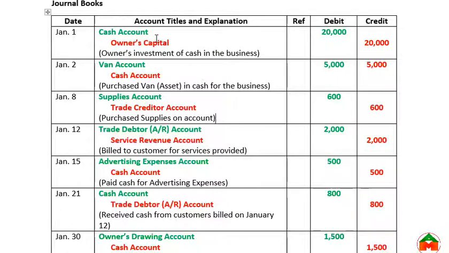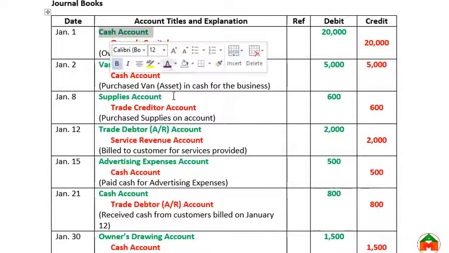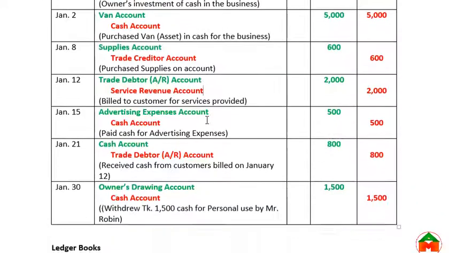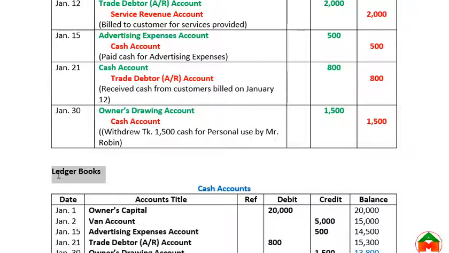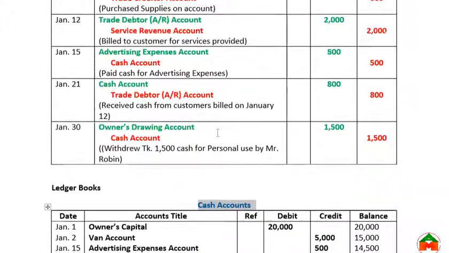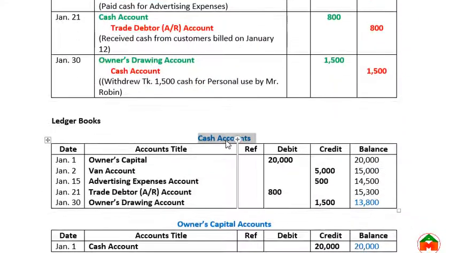You can see here cash is an account, okay? So we are going to see how to prepare the cash account, okay? So these are the ledger books. Here we can see cash accounts. So in cash accounts we will collect only the cash related accounts, okay, from the journal.